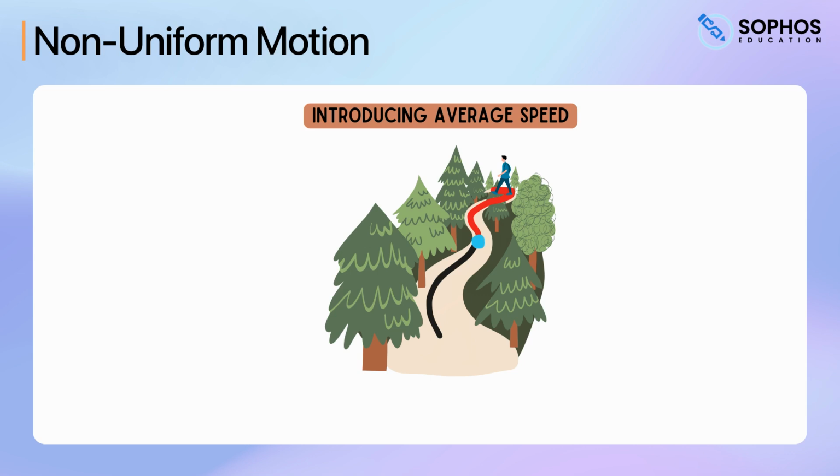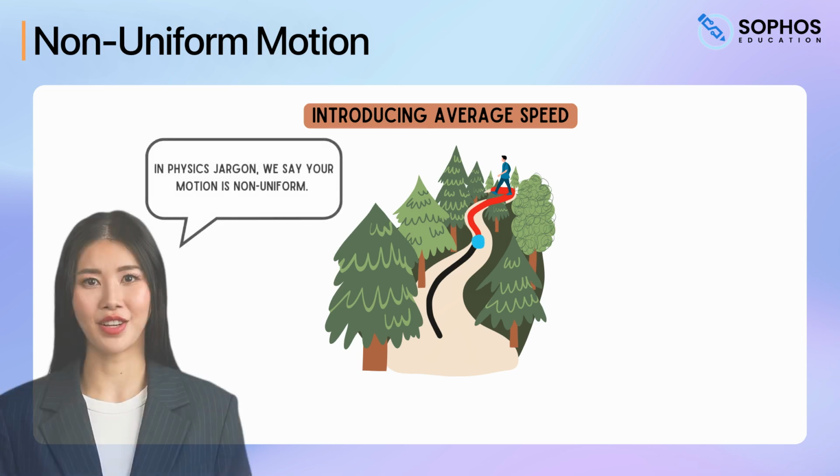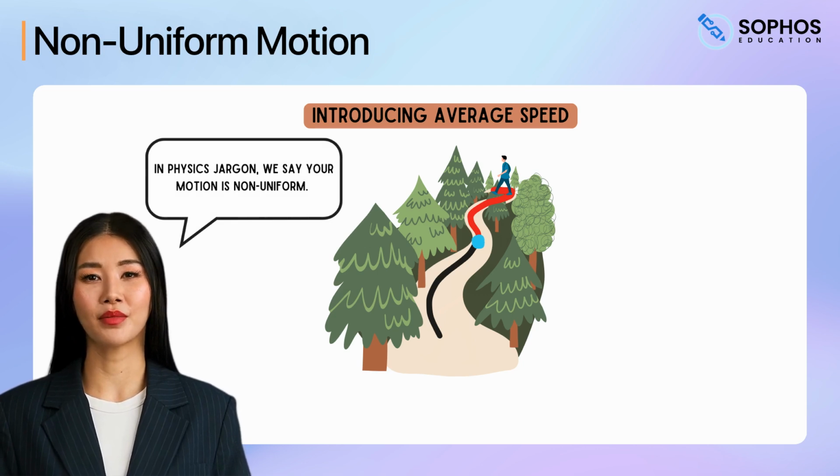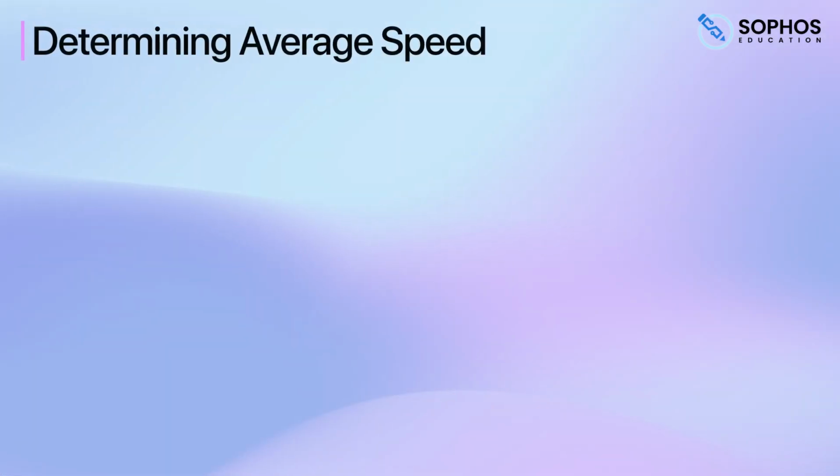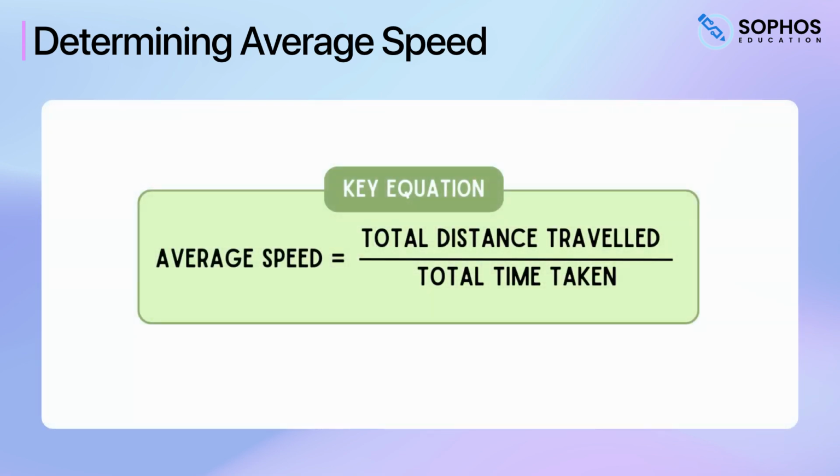At some points, you're moving quite quickly. At other moments, you are stationary. In physics jargon, we say your motion is non-uniform. For these reasons, we need to consider your average speed across these various moments. Let's now turn to how we calculate this. The average speed is given by the equation: average speed equals total distance traveled over total time taken.